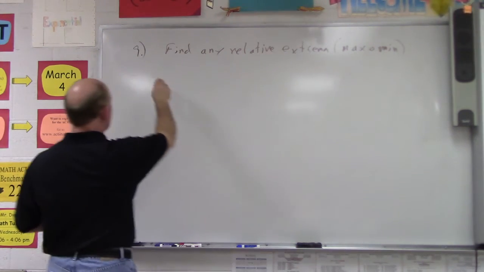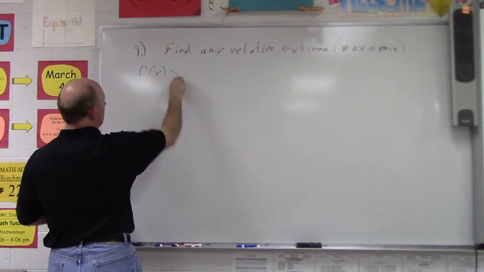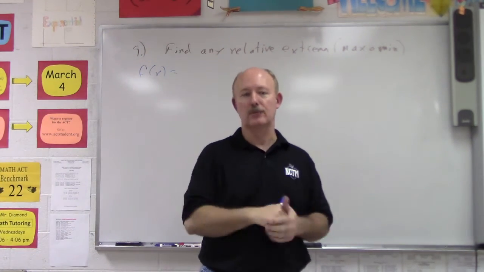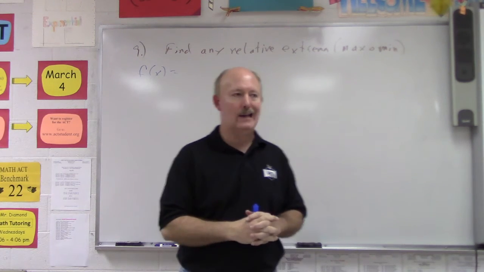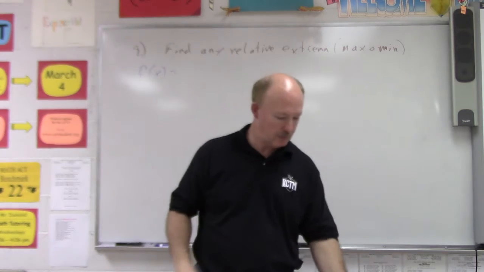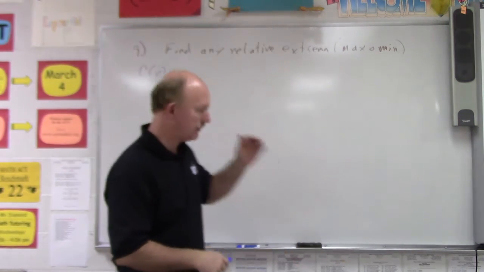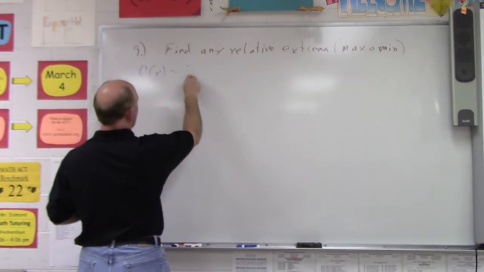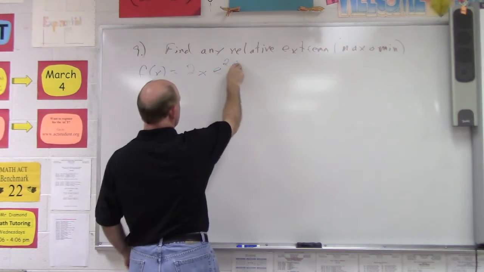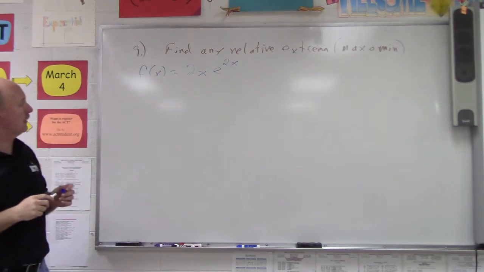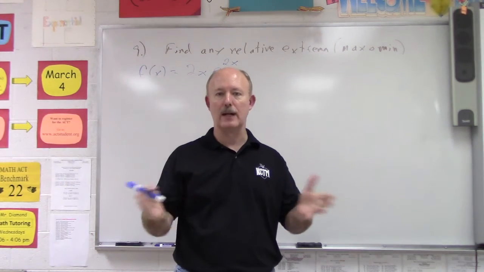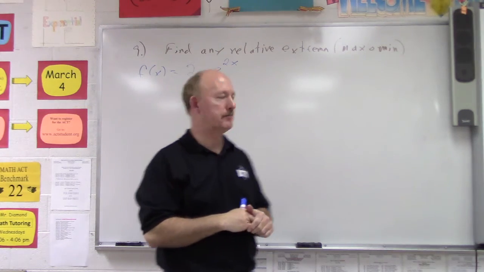Let's try this function. We'll do f of x equals... Now, most of these examples are in our textbook, so you can find them somewhere in our textbook. I'm just picking out some pretty good problems to look at. Let's try this function here. This will be 2x times e to the 2x. Let's see if this particular function has any relative extrema. Would it have any max or minimum?